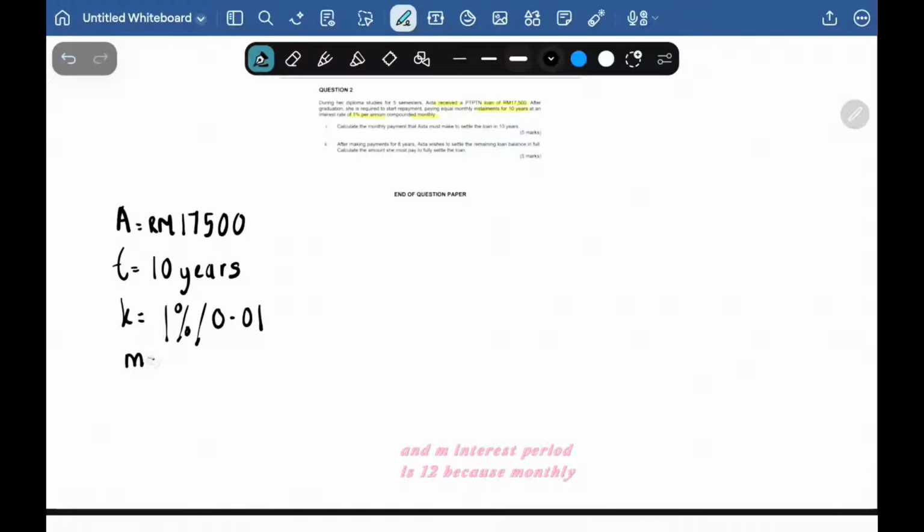And M, the interest period, is 12 because it is monthly. So after reading and understanding the question, we will dive into question number 1. Calculate the monthly payments that Ada must make to settle the loan in 10 years.